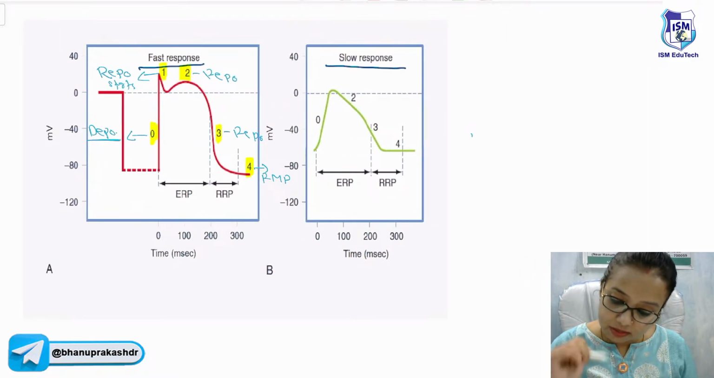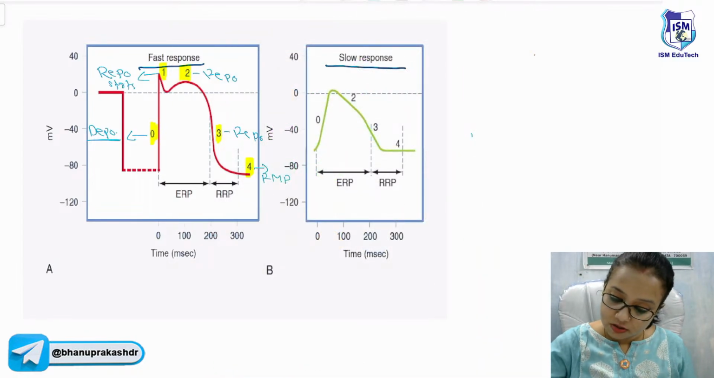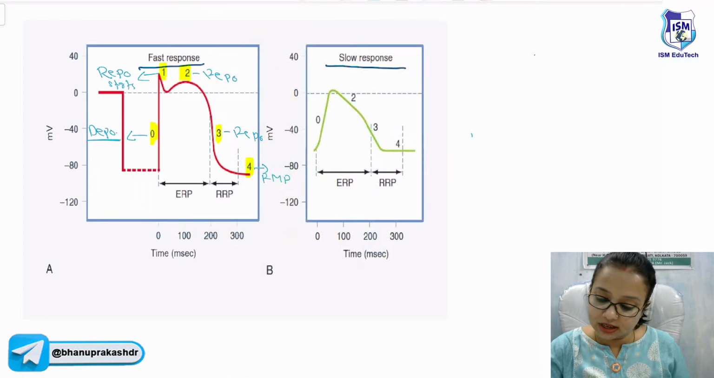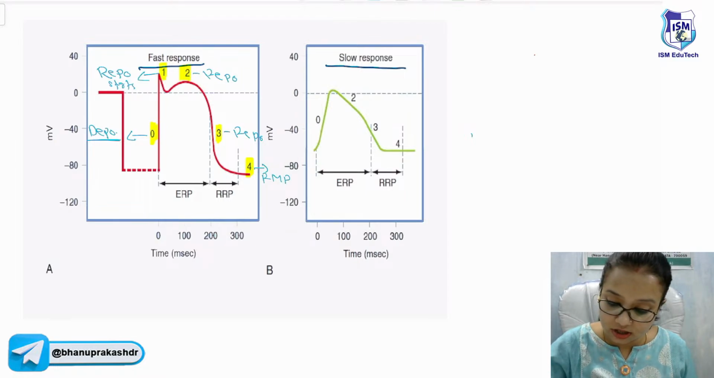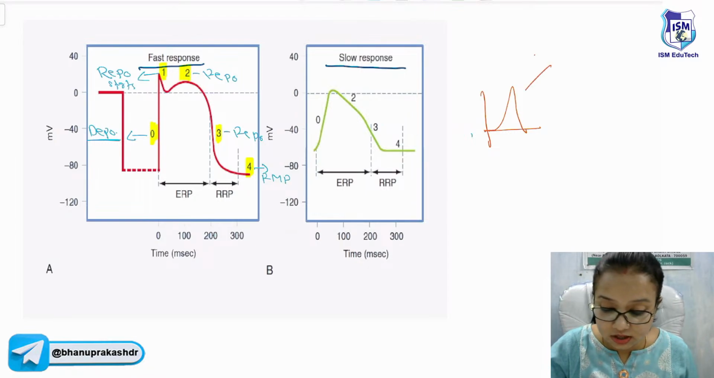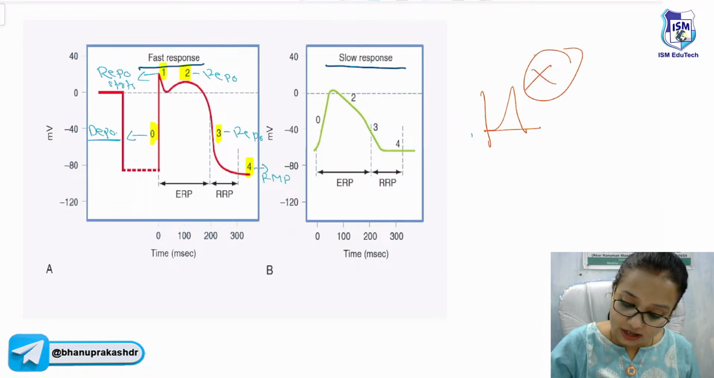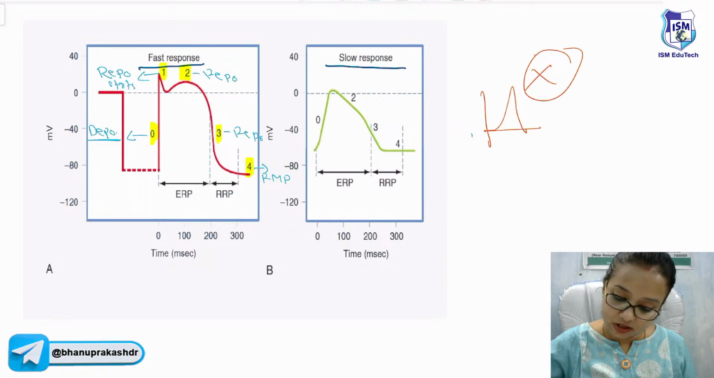Coming to the slow response. In the slow response, what do we see? The structure is like a peak, but it's not at all a sharp peak. It's not something like what we saw in the action potential of the skeletal muscle. No, it is not like this. It is like a peak that has an upward stroke and a downward stroke, but it is not very specific.